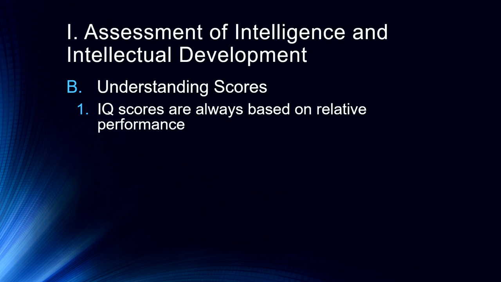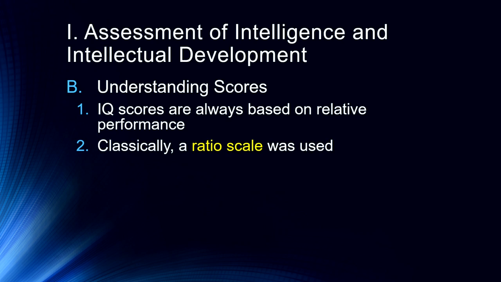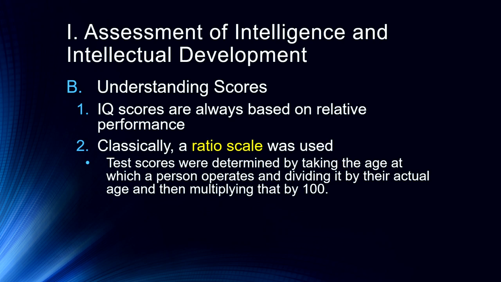IQ scores have pretty much always been based on relative performance. So while you do get a raw score, just like you would get a score on an exam, that is then converted into a relative performance scale. Classically, this is a ratio scale. The classic way we would do this is we would take the age at which a person operates and divide that by their actual age, and then multiply that by 100.